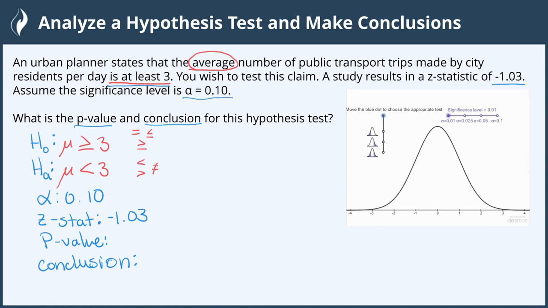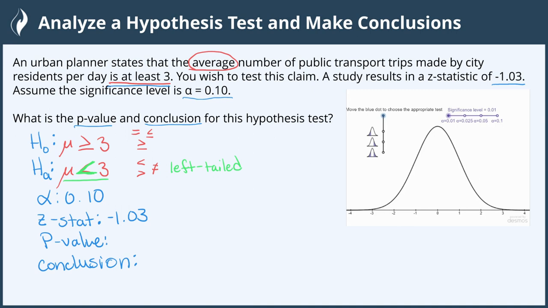Looking back at our hypotheses, the alternative hypothesis has a less than sign. It is pointing to the left where the smaller numbers will be, because it's less than. So we know that we are dealing with a left-tailed test. We're going to use a tool with Desmos that will help us find the p-value so that we can make our comparison between p and alpha to thus make our conclusion.